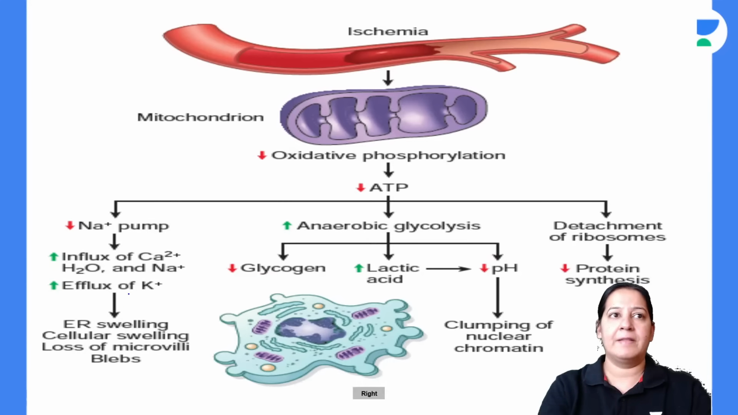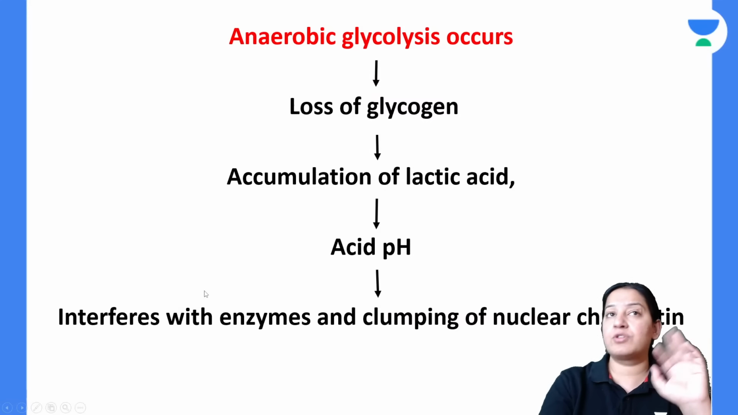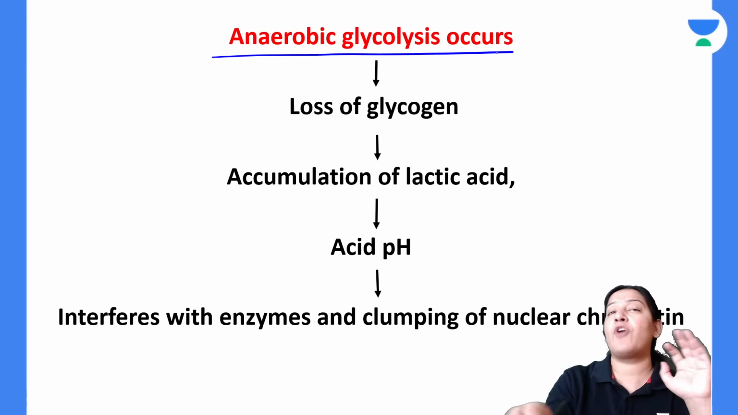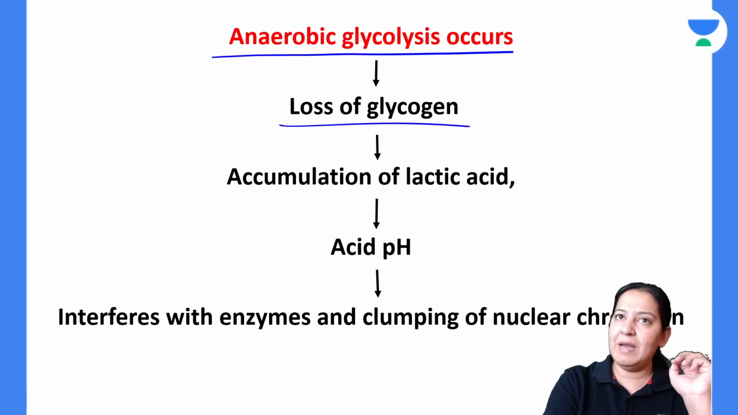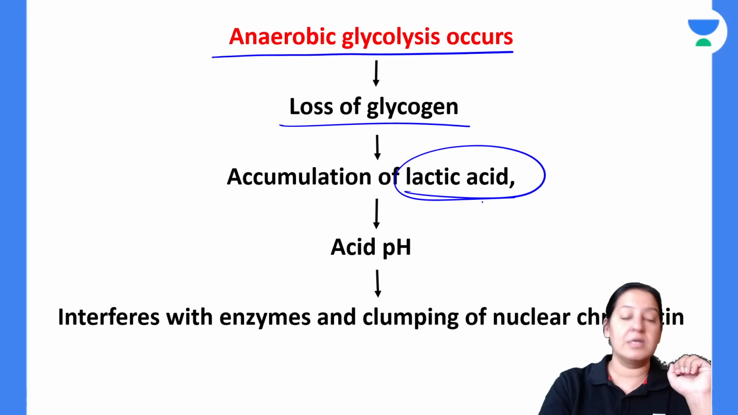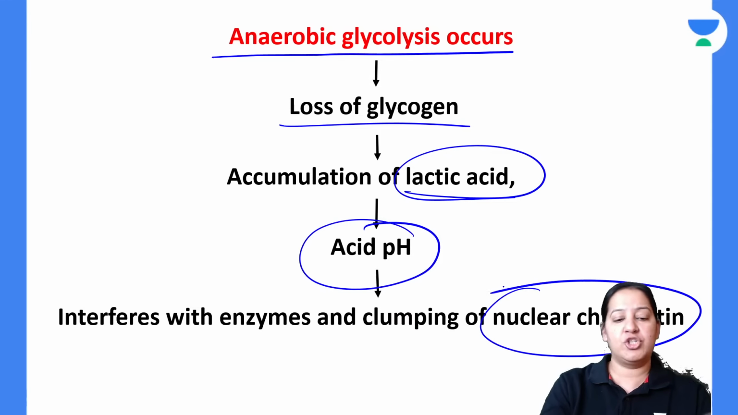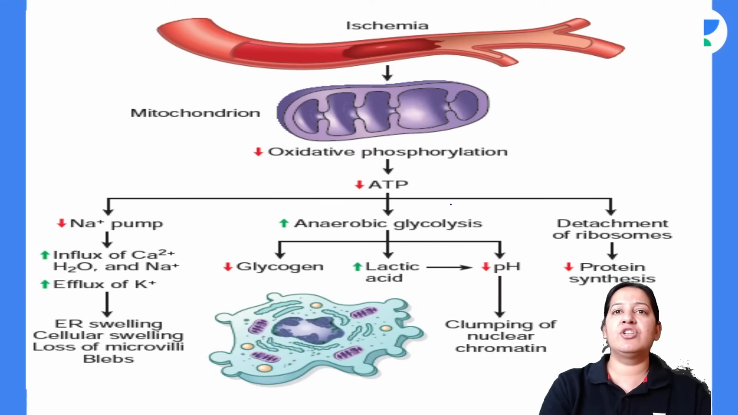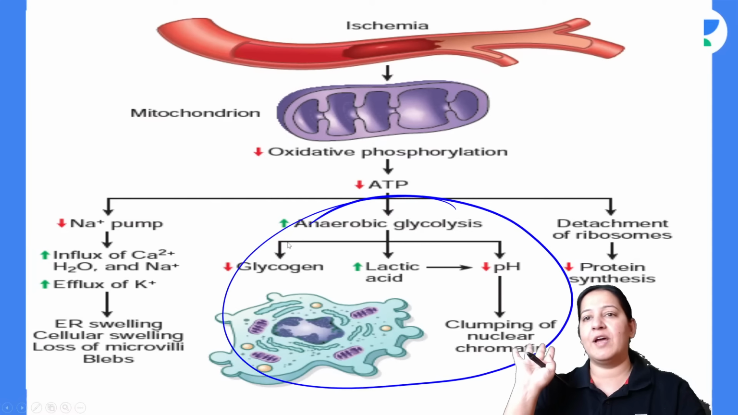That is the first thing. That is this one, which I have explained. The second: in absence of oxygen, the cell will try to form ATP from anaerobic glycolysis. So in anaerobic glycolysis, glycogen will be lost and lactic acid is the end product. More and more lactic acid is formed. That will create acidic pH of the cell. Because of acidic pH, the nucleus will show chromatin clumping, the nuclear material chromatin.